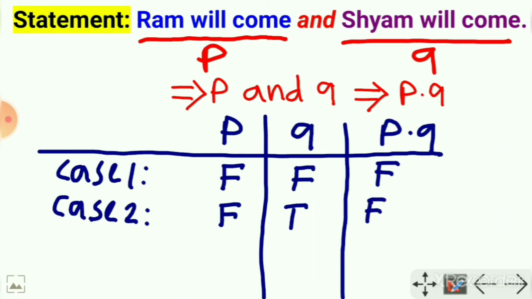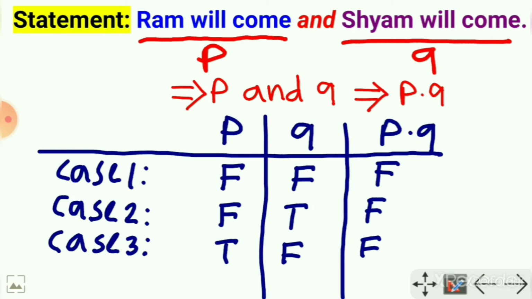Now I am considering case number 3. If Ram will come, that statement is true, that means P statement is true, and Sam will come, Q statement is false, then what will happen? The whole statement will be false, because the whole statement will only be true when Ram and Sam both come.